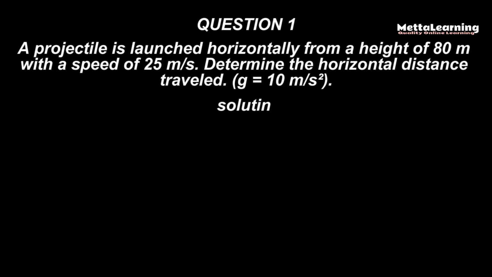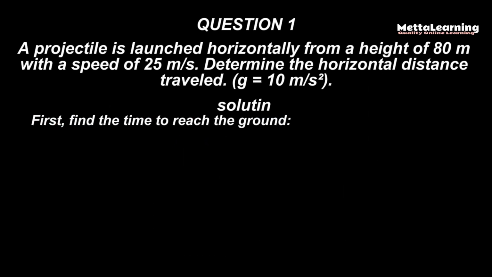Now, the first thing for us to note is that we have to find the time to reach the ground. Remember, we're told to determine the horizontal distance. To find the time to reach the ground, you can use the height formula, which is h equals half g t squared. Since we're given our height and acceleration due to gravity, we can find the time for the projectile to reach the ground.